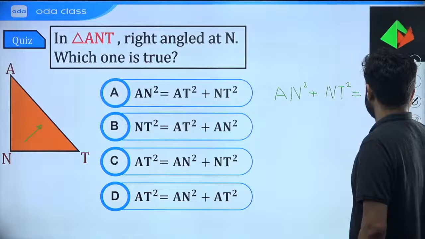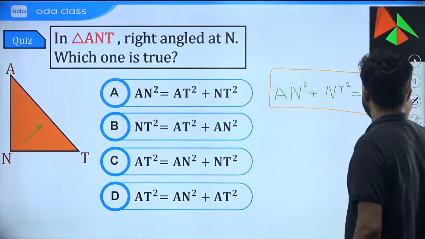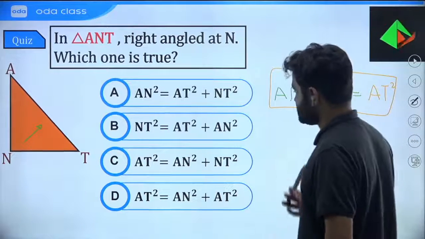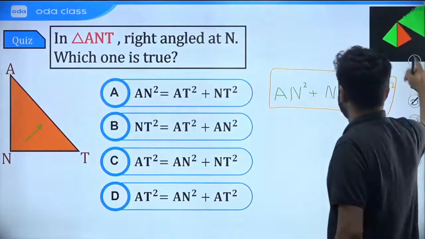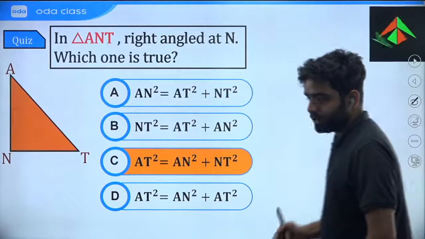Now from the given options we can find out which one is equal to this. AN square plus NT square is equal to AT square. That is option number C. That's how we apply the Pythagoras theorem.